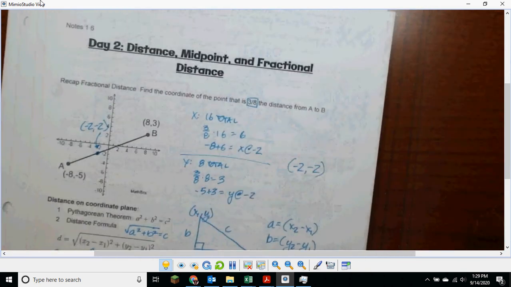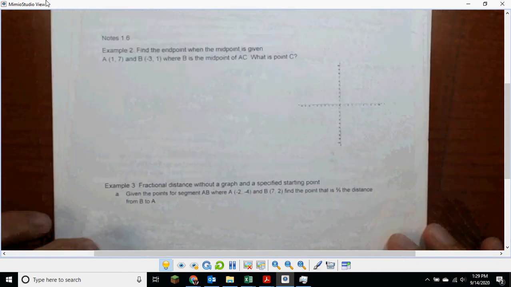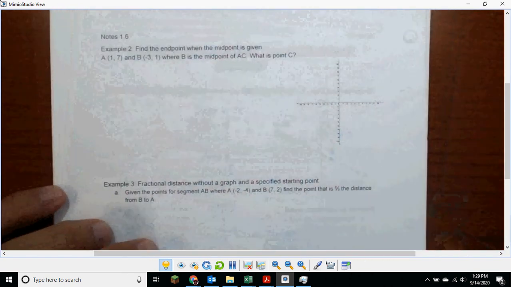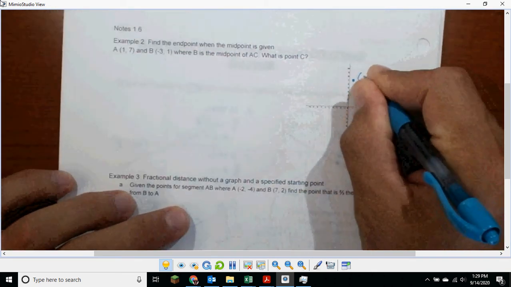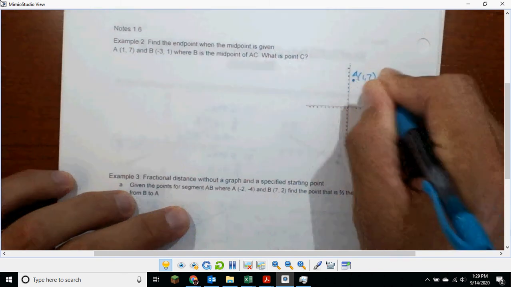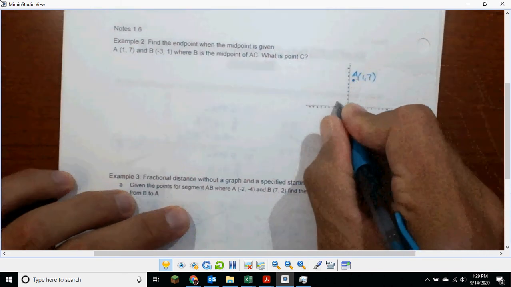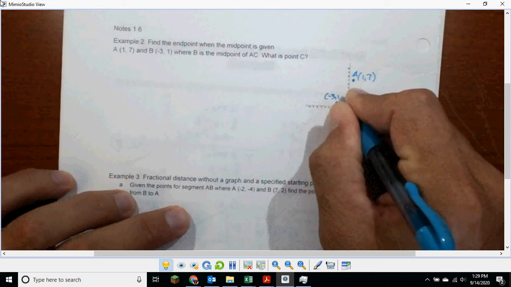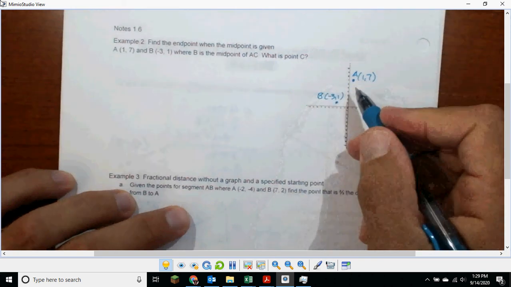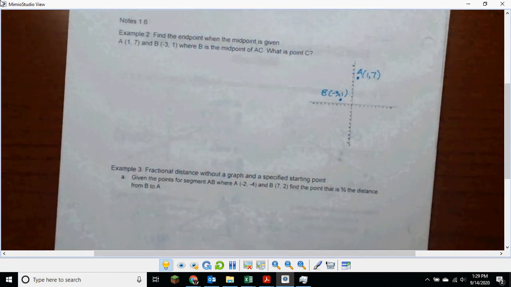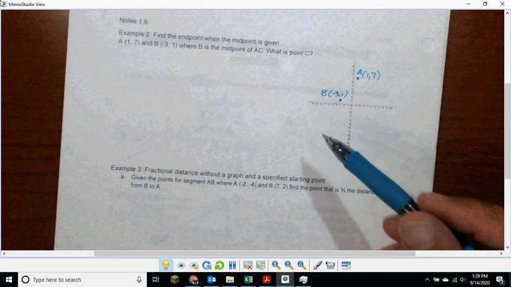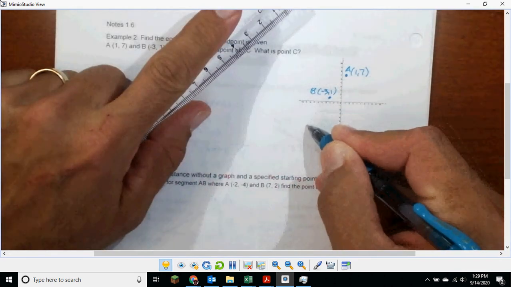On we go to the second page. On the back, we got a couple of what-if things. So the first one is find the endpoint when the midpoint is given. So we've got A at 1, 7. So here's our A at 1, 7. And we've got B at -3, -1. I know my C, so if I follow this out, I know that my C is going to be somewhere down in the third quadrant. So I've got A to B, C is going to be somewhere down here.